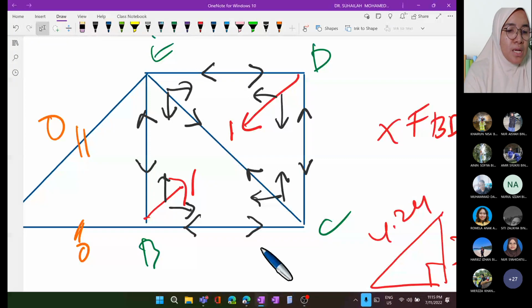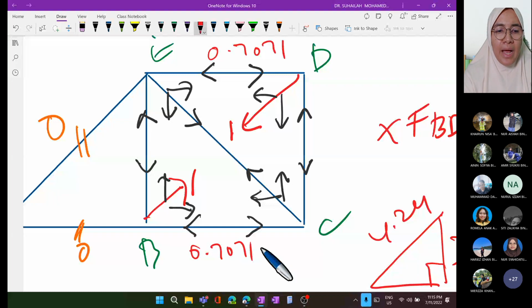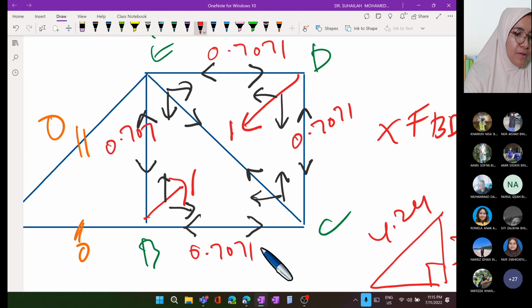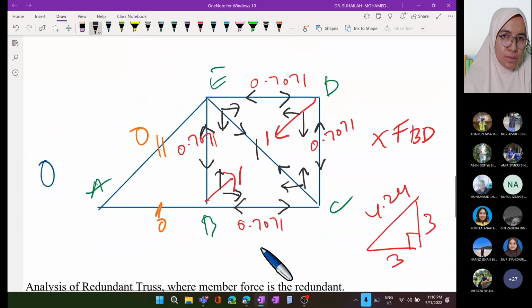So, the X value is equal to 0.7071, and Y value also 0.7071. And CE again 1. Okay. Like this, we determine member force.